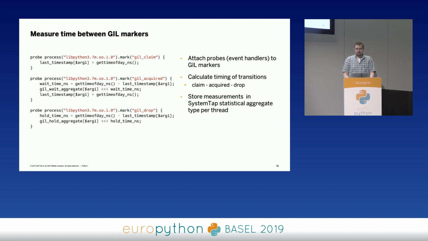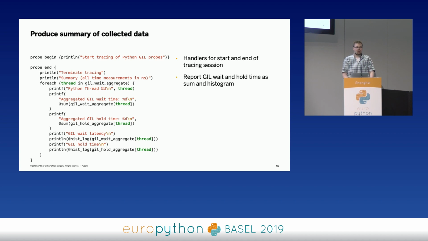Now we are calculating these numbers. What we actually would like is to print them out in some kind of report. For that, we can use the handlers, which will be invoked at the startup and at the termination of the SystemTap tracing session. So if the tracing session stops now, we can print out some nice debugging information, we are now terminating the tracing, and print out a summary over all the measured threads with the respective timings. Let's do some examples.